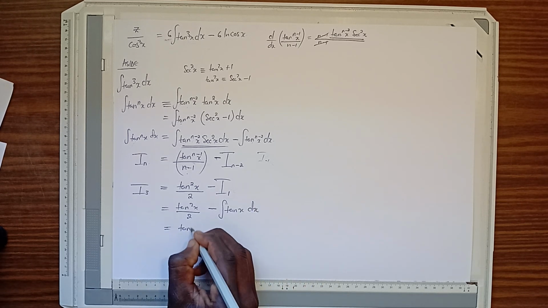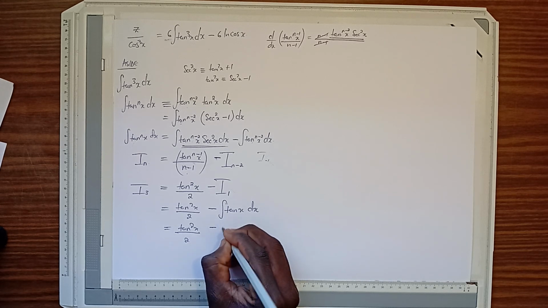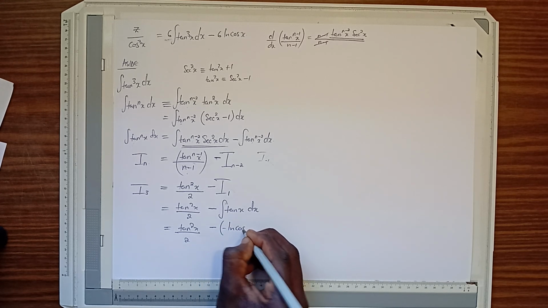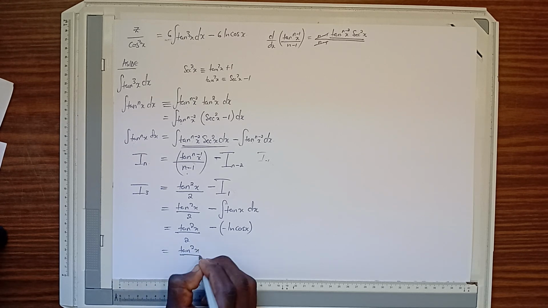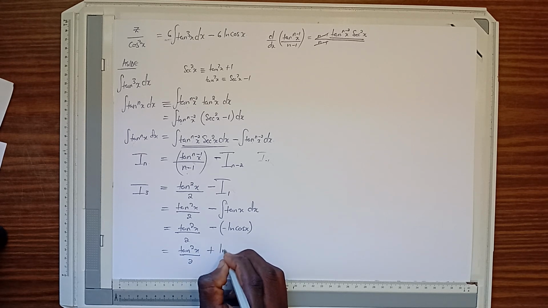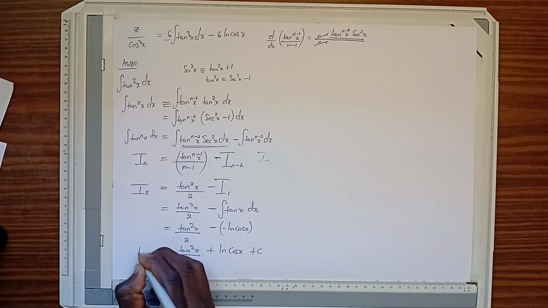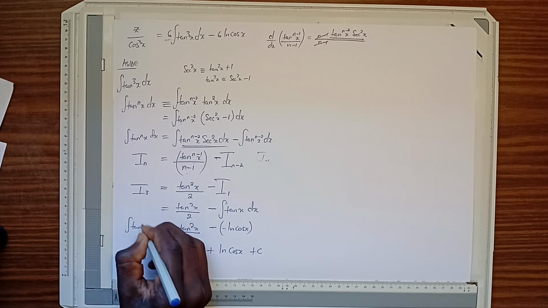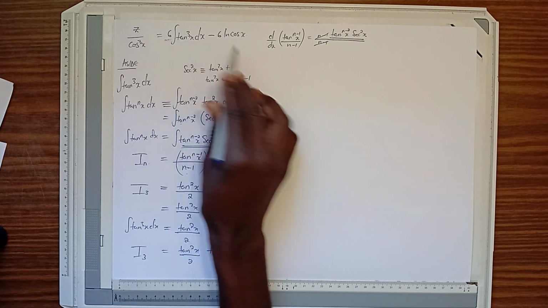Then tan squared of x over 2 minus, if we integrate tan, we get a negative ln cos of x. And tan squared of x over 2, negative times negative gives positive ln cos of x. Then we introduce a plus c. This is I3, which is the same as the integral of tan cubed of x dx. Right?